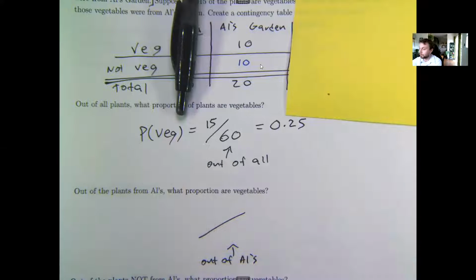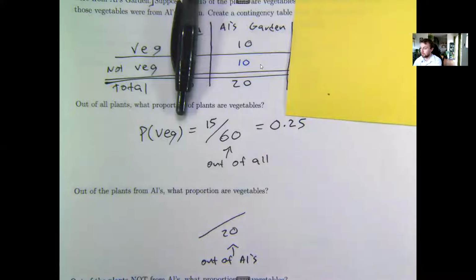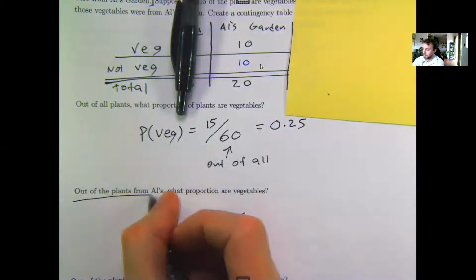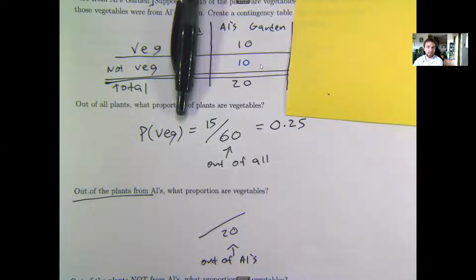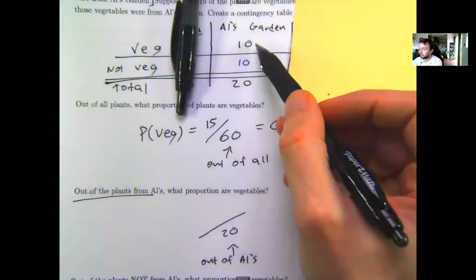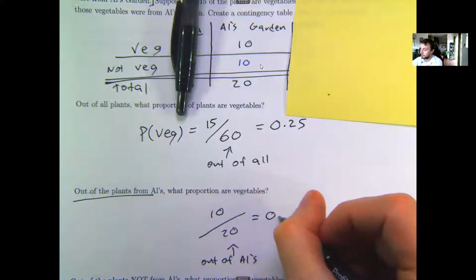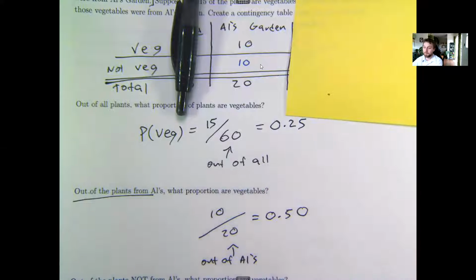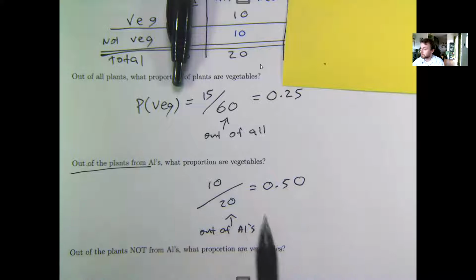Here I'm seeing that the total is 20 possible plants that I'm looking at. And from this group of 20, it's looking for something that's a vegetable. Well, out of this 20, 10 are veggies. So this gives me a 50% chance. So for the plants from owls, 50% of them are vegetables.